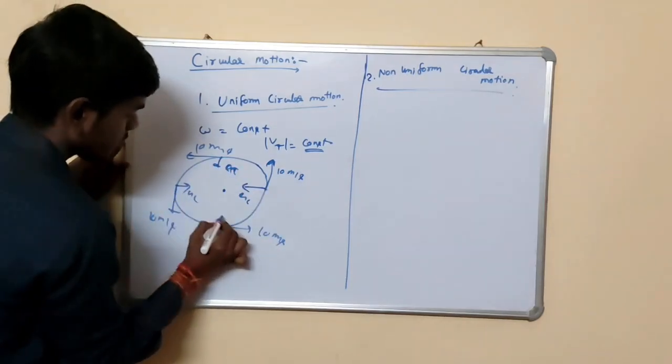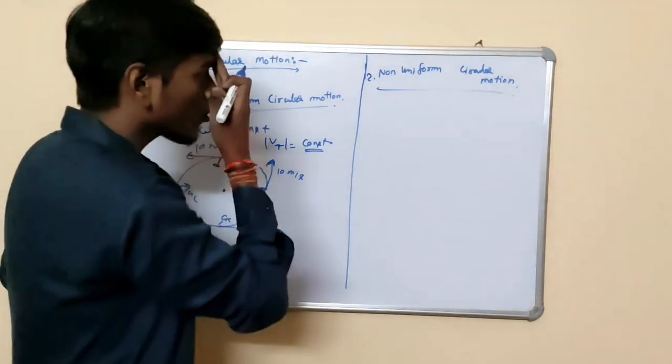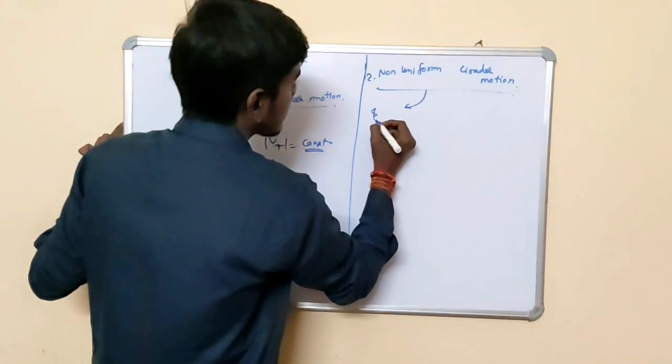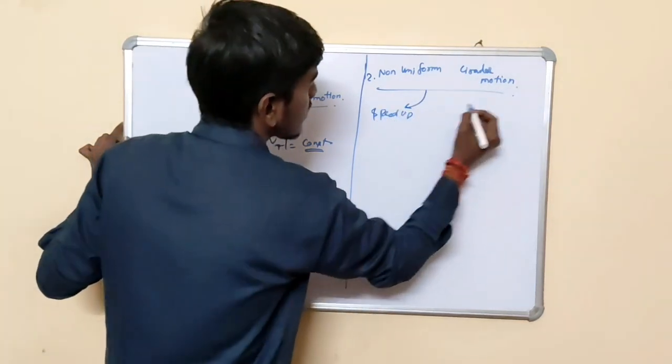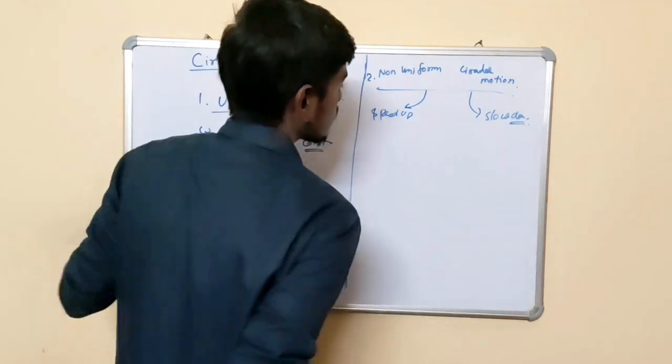AC will always be there. So now let's come to non-uniform circular motion. In non-uniform circular motion, there will be two cases. One case will be speed up and the other case will be slow down. So what do I mean by speed up and slow down?